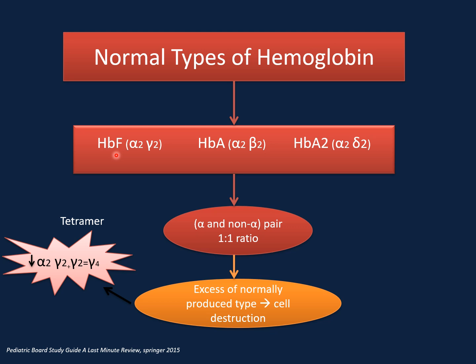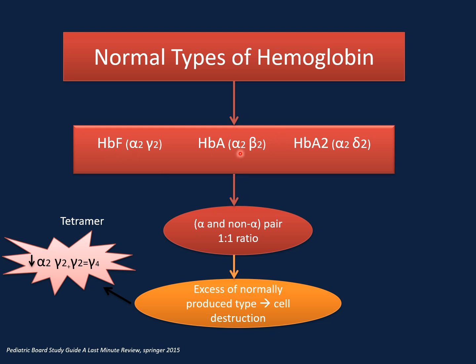For example, if you have a decrease in alpha, like in cases of alpha thalassemia, the normally produced gamma 2 will accumulate, so you will have gamma 2 plus another gamma 2. This will give you gamma 4. And this gamma 4 is well known as a tetramer, and this tetramer will cause destruction of the hemoglobin F.